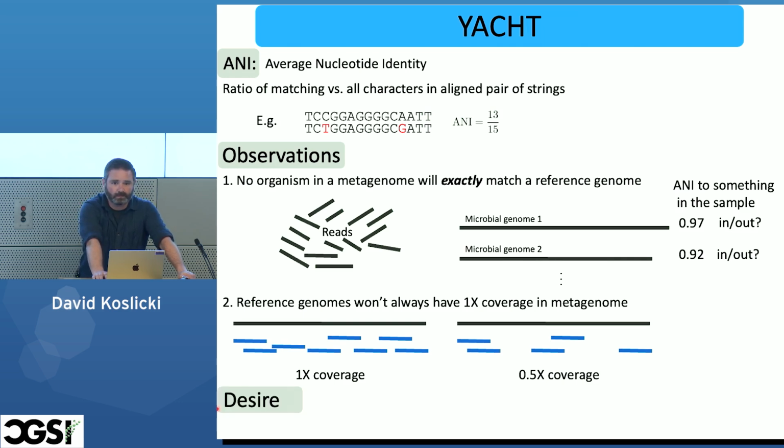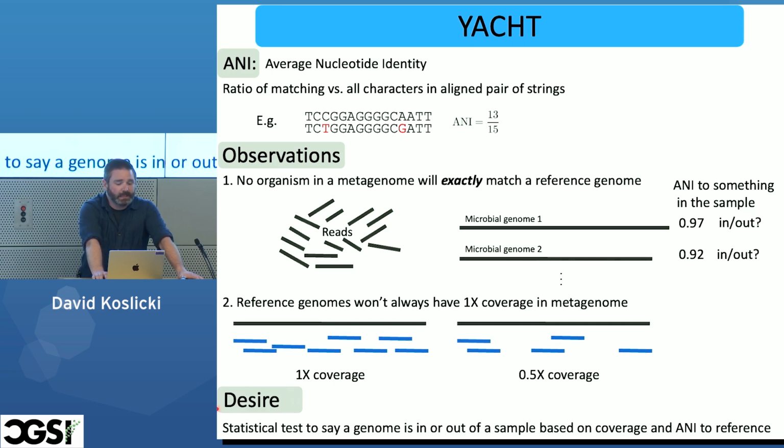Okay, so the desire for this method that I'm going to present is a statistical test based on average nucleotide identity to something in the reference and incorporating coverage, to say whether it's in or out of your sample.